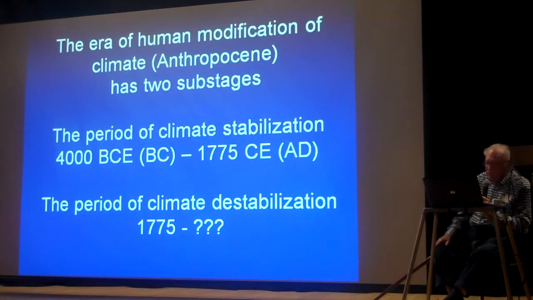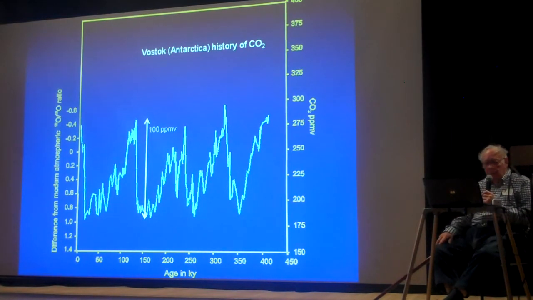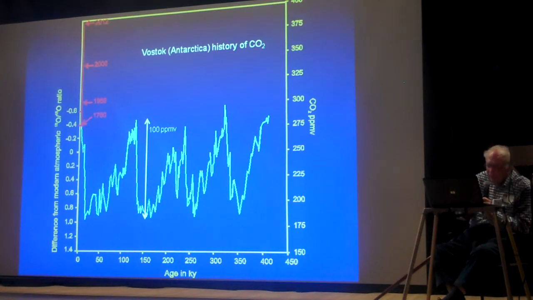So we had two episodes, a period in which humans seemed to stabilize and produce the most stable climate the Earth has seen for at least 1 million years, from 4000 BC until 1775. And then our period of climate destabilization since the Industrial Revolution. This is the record of CO2 in the Vostok Antarctic ice core, and you can see the variation there. Now remember, glaciations and interglacials are not caused by CO2. That's a secondary effect. They're caused by insolation changes. This is what's happened since then.